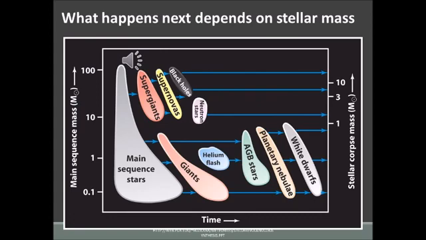Really, really large supergiants will go into a black hole, where the smaller main sequence will then turn into a neutron star.